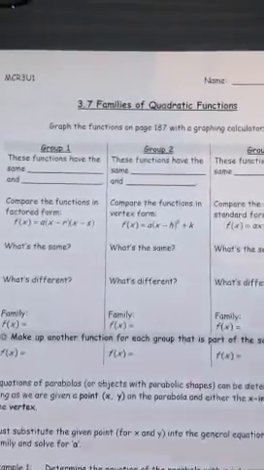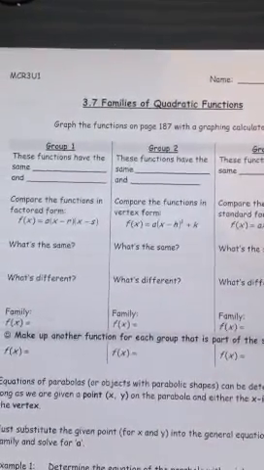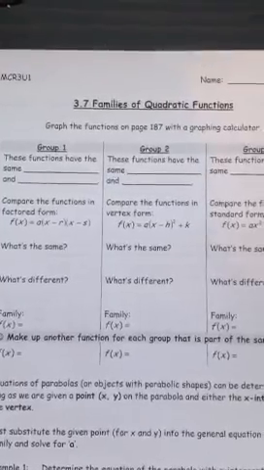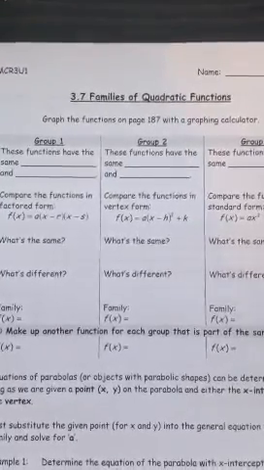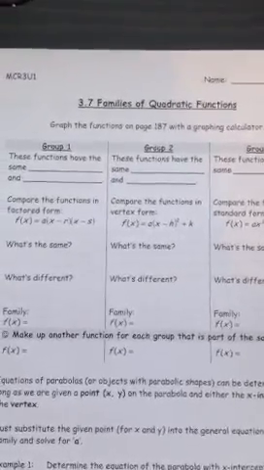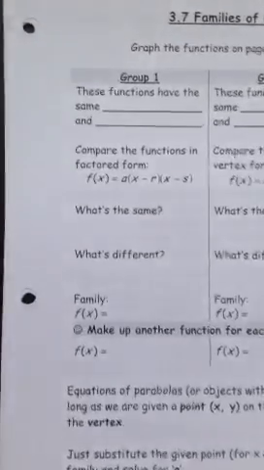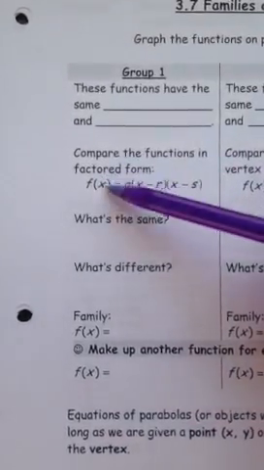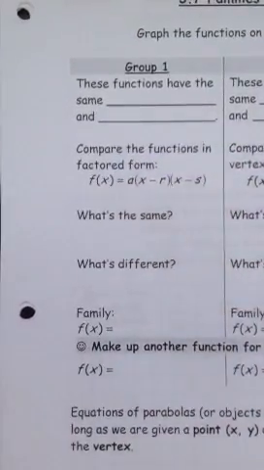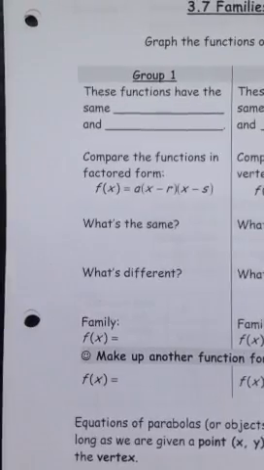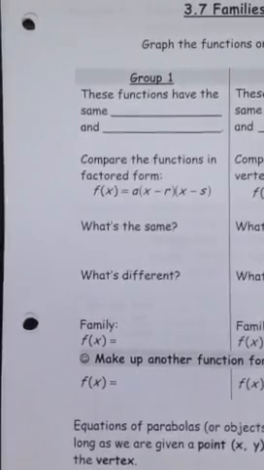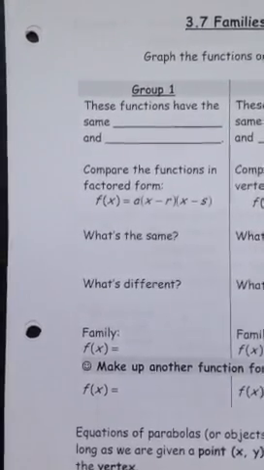So let's take a look at 3.7, families of quadratic functions. When we take a look at families of quadratic functions, we're going to look at the three forms of a parabola. In group number 1, the function is in factored form: f(x) = a(x - r)(x - s), where r is your first x-intercept and s is your second x-intercept.